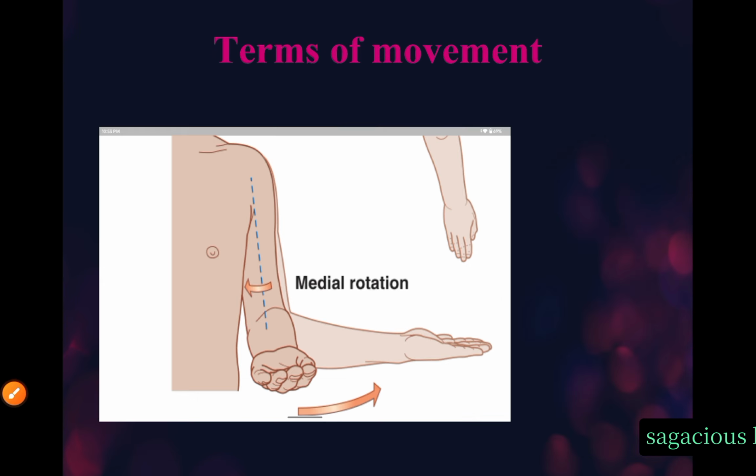Now let's talk about medial rotation and lateral rotation. So in medial rotation, we are moving the forearm. Remember, this is our arm and this is our forearm. Don't forget, our forearm is this one we can see here, while our arm is this one. So in medial rotation, we are moving the arm towards the midline. Now look at our midline. It cuts the body into two equal left and right parts.